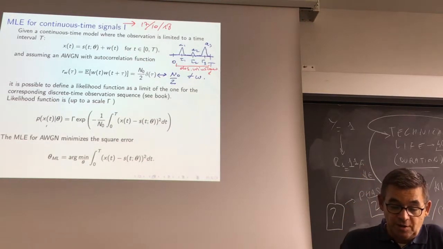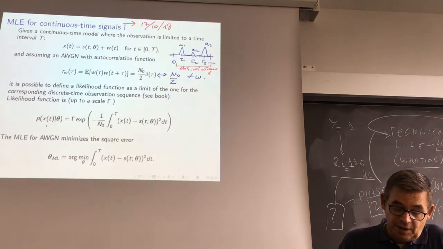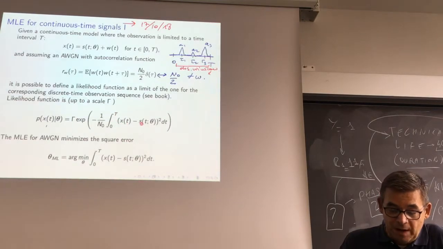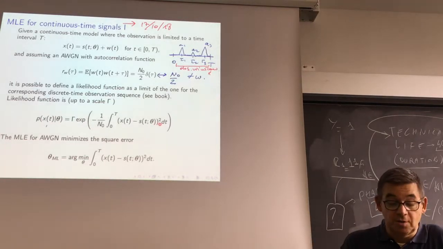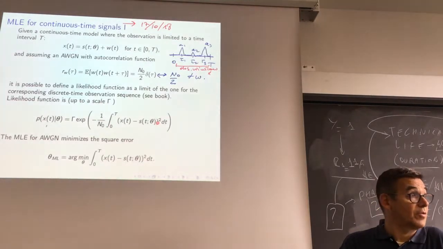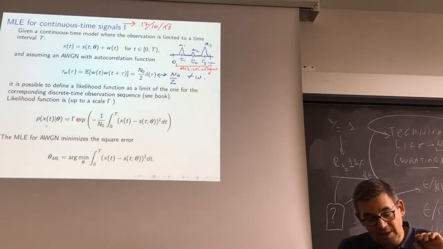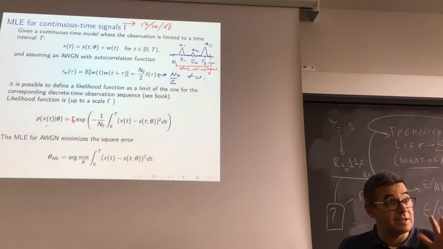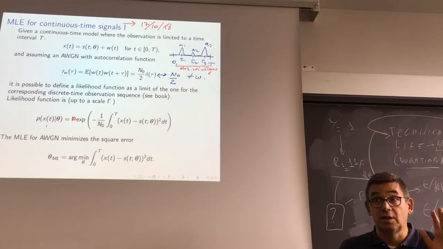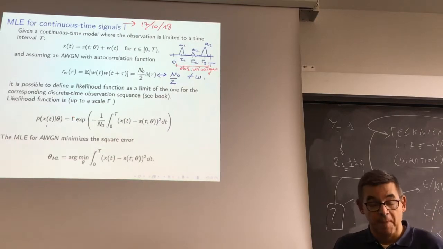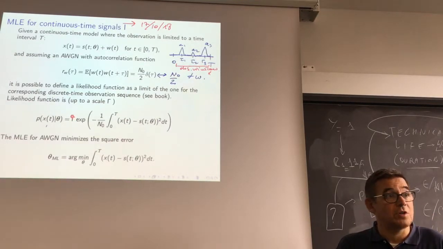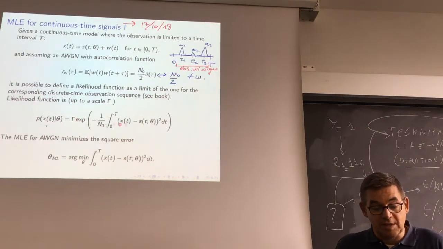Now, anyway, the likelihood function is the integral between 0 and T, so within the observation window of the data, minus the parametric model, to the square. So essentially it's the exponential of the integral of the square error, if you like. So if I need to find the maximum likelihood, which means I need to maximize this function, gamma is just a scaling factor so that the integral is 1, so the area is 1. But this scaling factor is not important for us because what we need to maximize is the exponent.